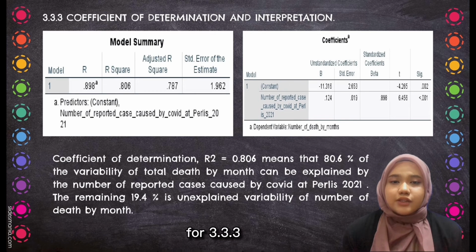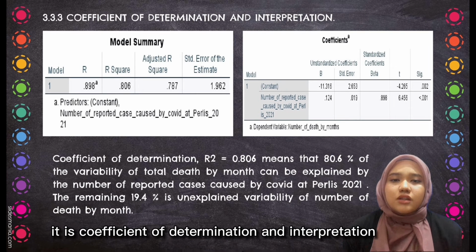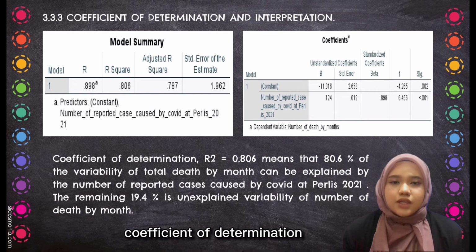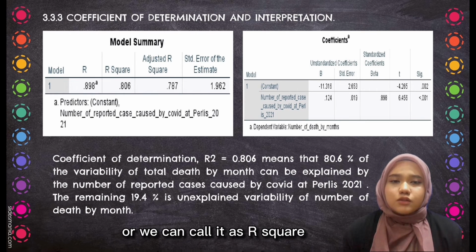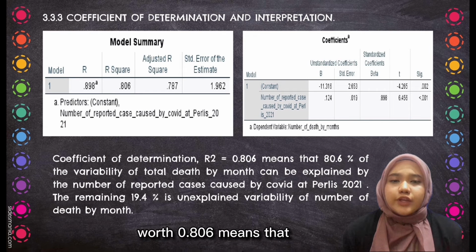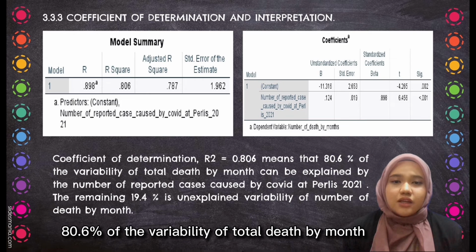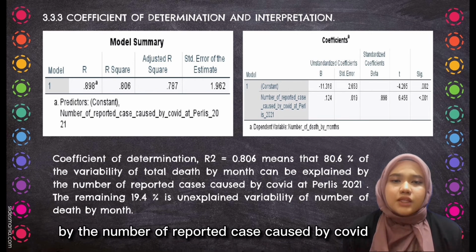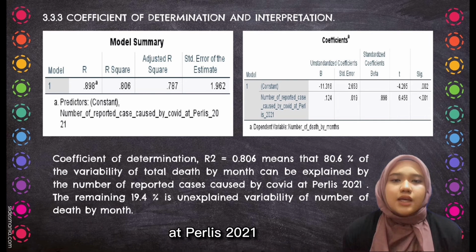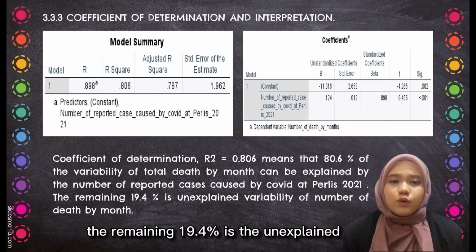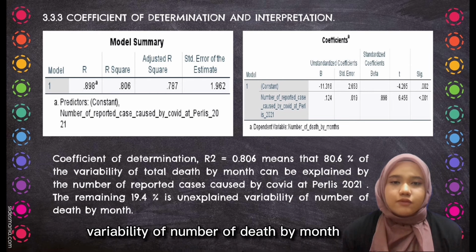For 3.3.3, it is coefficient of determination and interpretation. Coefficient of determination, or we can call it R squared, with 0.806 means that 80.6% of the variability of total death by month can be explained by the number of reported cases caused by COVID at Perlis 2021. The remaining 19.4% is the unexplained variability of number of deaths by month.